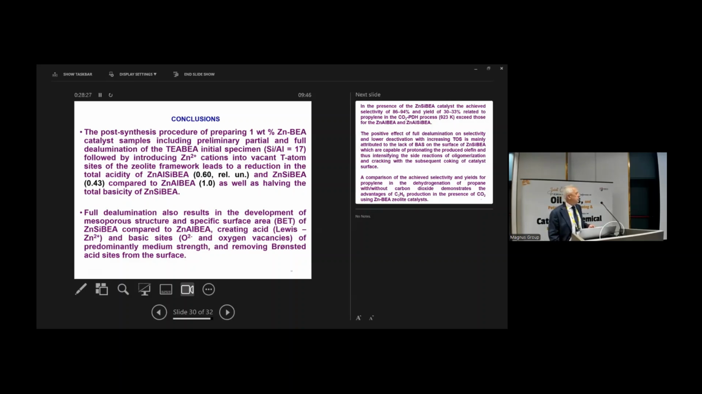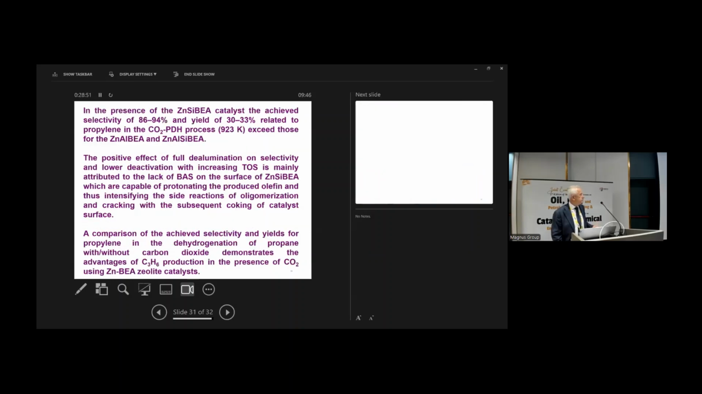So this means that in the case of Zn SC beta catalyst, which is the best catalyst for propylene formation, there are specific basic sites, and in absence of Brønsted acid sites, we can form a lot of propylene. In the presence of Zn SC beta catalyst, the achieved selectivity of about 90% and yield of 30% related to the propylene in the CO2 propane dehydrogenation process exceed those for Zn Al beta and Zn Al SC beta.